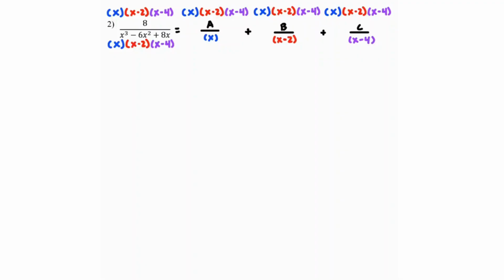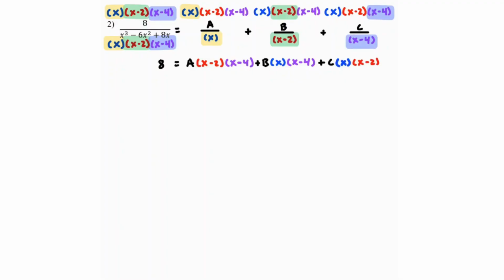Now, looking at the left side of the equal sign, we notice that there's an x minus 2 and x minus 4 in both the numerator and denominator, so they'll cancel out, leaving just 8. And then for the right side of the equal sign, the fraction with the a term, we notice the x will cancel, leaving a times x minus 2 times x minus 4. Now, for the fraction with the b term, the x minus 2 are in the numerator and denominator, so they will cancel, leaving b times x minus 4. And for the fraction with the c term, we notice the x minus 4 are both in the numerator and denominator, so we're left with c times x minus 2.